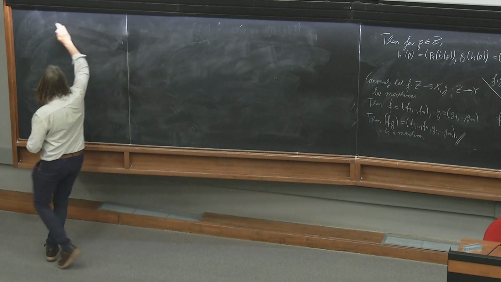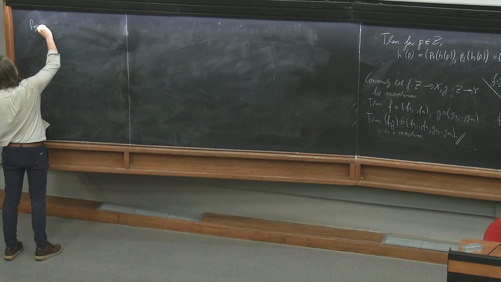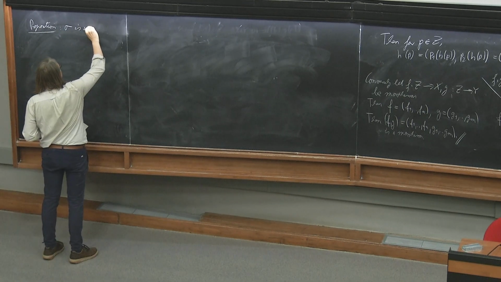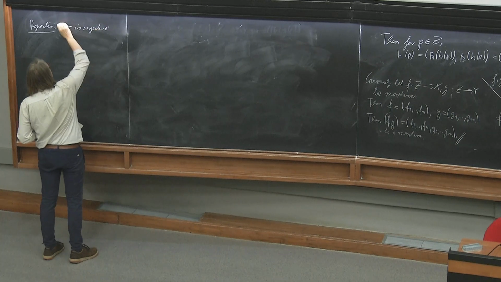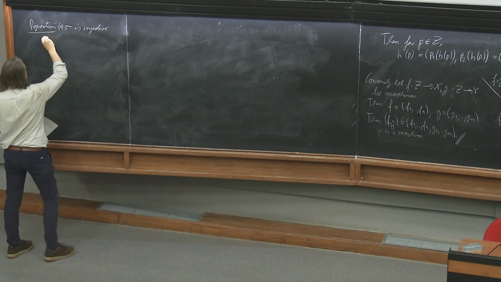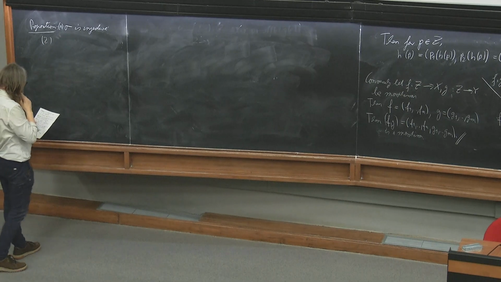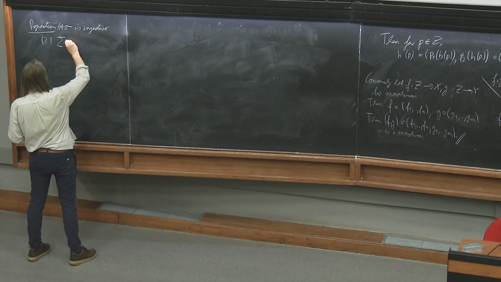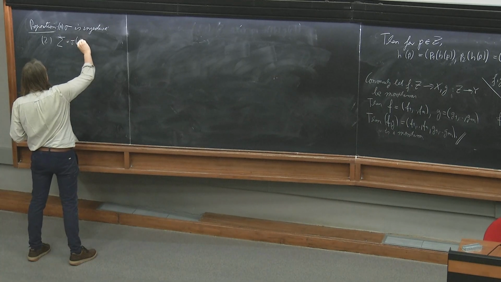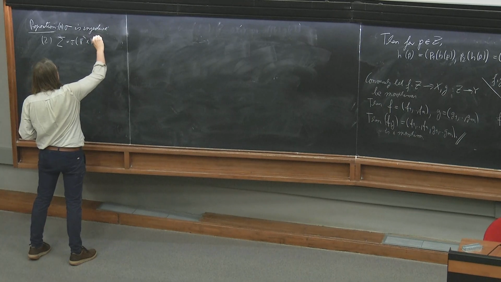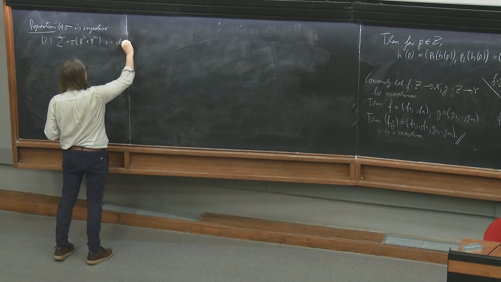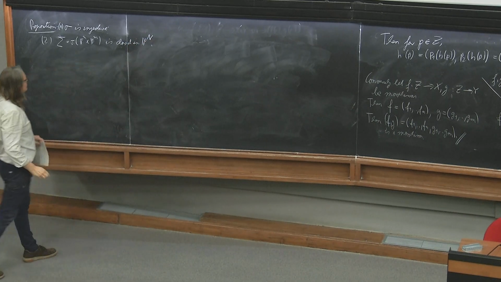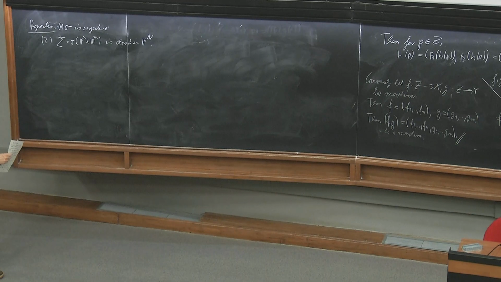So, the following proposition: sigma is injective. So this is maybe first. And the second is that the image of sigma is closed in P^N. And in fact, I can say exactly what the equations are.